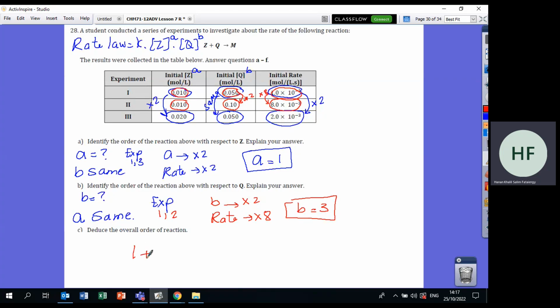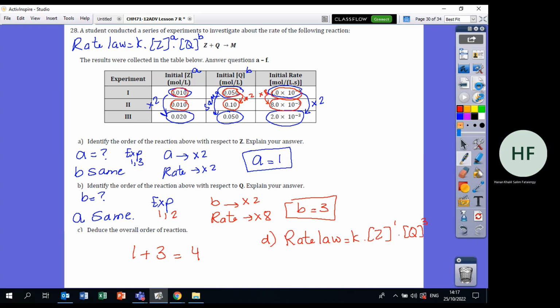Okay, now the overall order of the reaction is 1 plus 3, this is 4. And if they say write the rate law, it will be rate law equals K times Z power A, which is 1, times Q power B, which is 3. Okay, so this is a question. I think you can now pause the video and answer this question by yourselves.